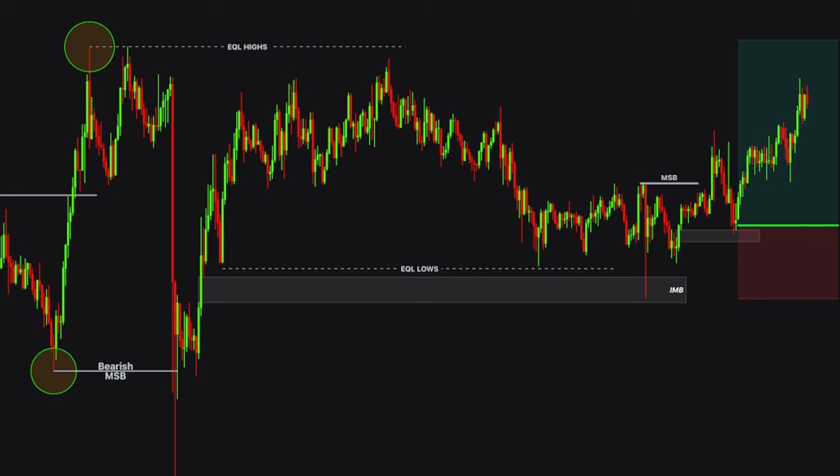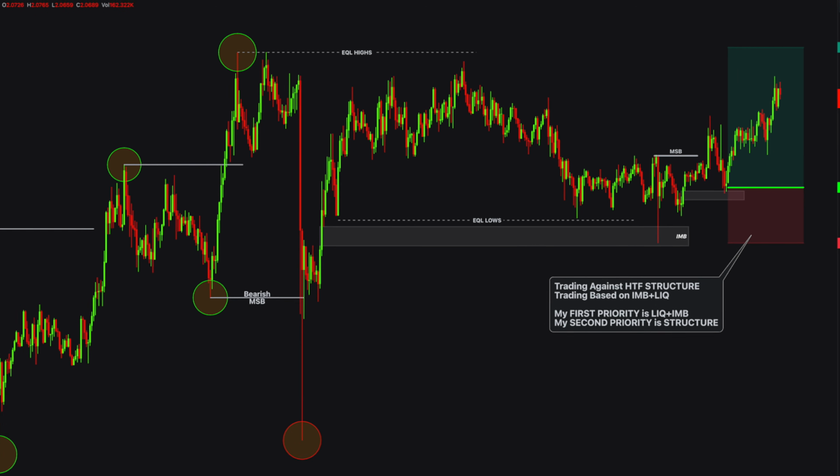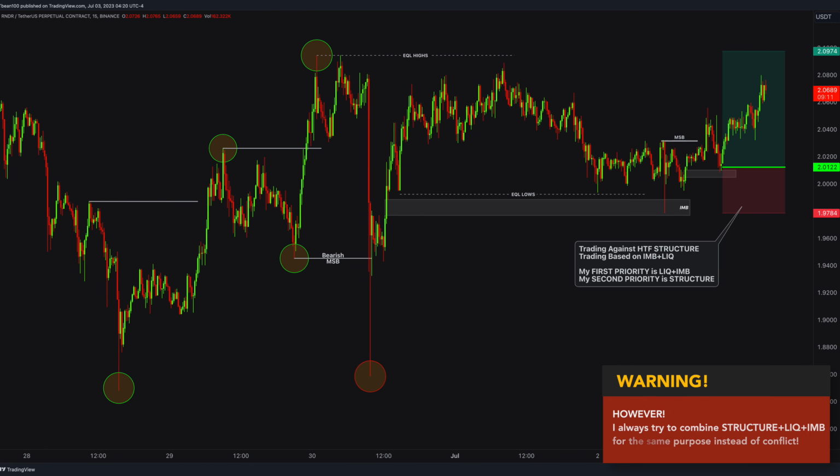I would take such a trade here and risk my money here, even if it is against the main structures, because I care for imbalance and liquidity more than the main structure. However, I always try to combine structure, liquidity, and imbalance together for the best results. Will it always work? No, not at all.